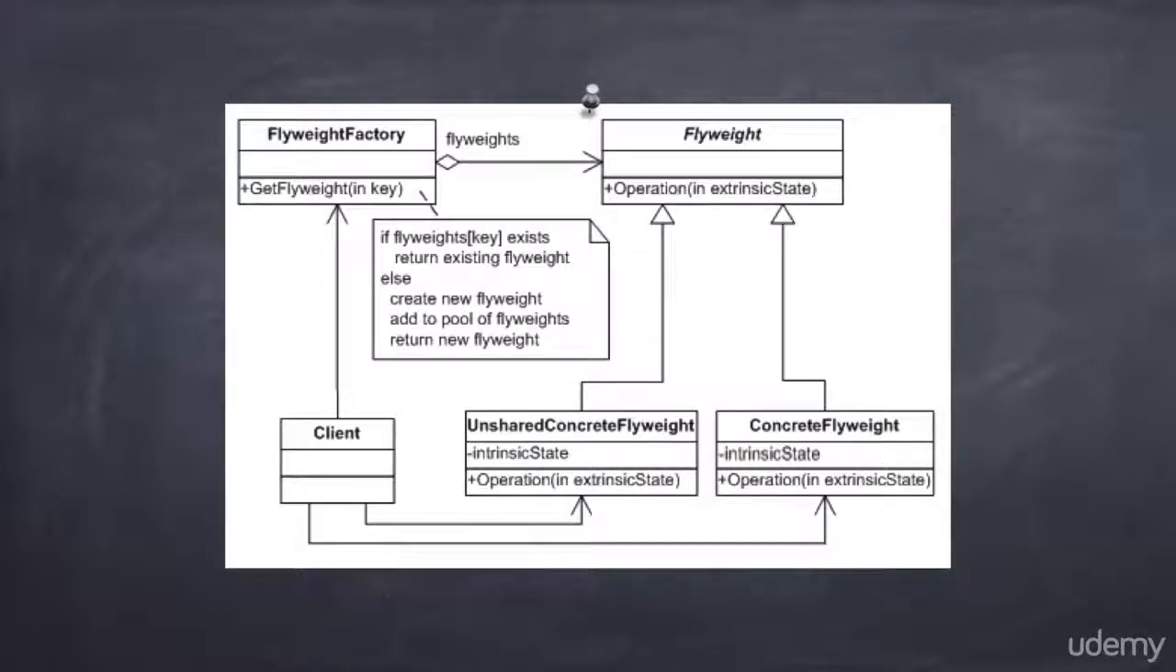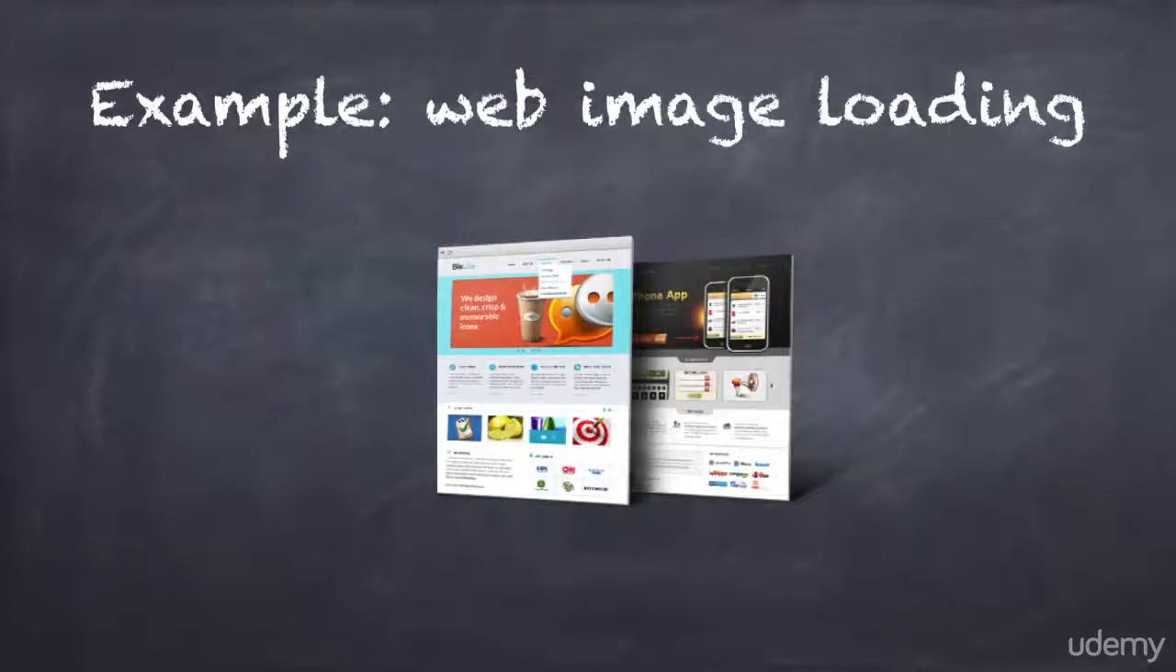I am going to use the Flyweight pattern to implement image loading code for a web browser. A typical web page contains a lot of images, but sometimes the same image appears in multiple places. It would be wasteful to reload the same image every time. So I am going to use Flyweight objects to load each image only once.